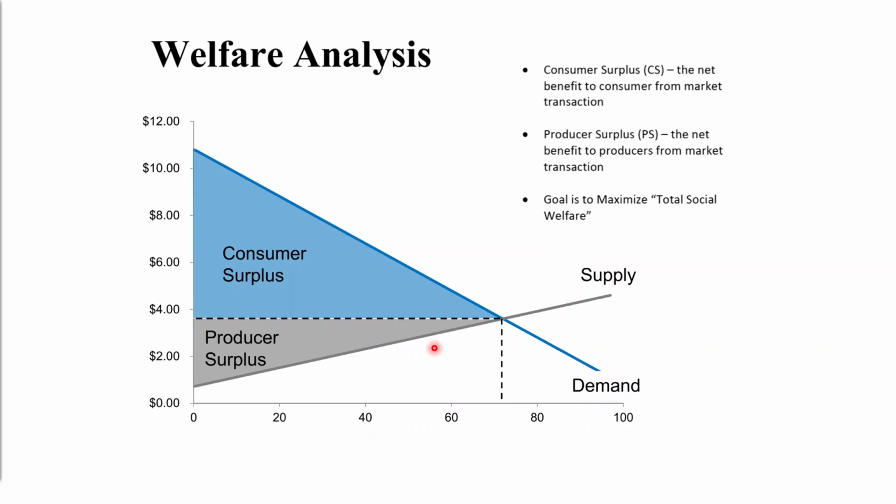Now, for producers, producers sell the product at a price, and then they subtract the cost of production, and that is their producer surplus. You can also call it profit. Technically, it's not profit because we are not considering fixed costs here, but that's okay for our class. If you want to call this profit, that is fine. Producer surplus is similar. It's basically a profit.